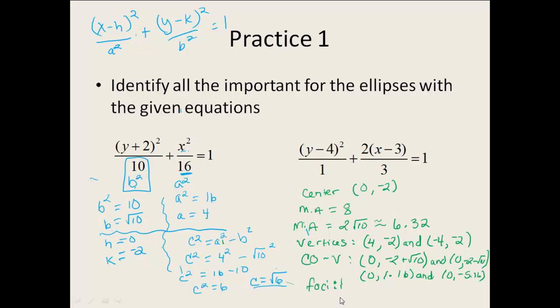My first one says I have to do h plus c. Well, h is 0, c is the square root of 6, so I would have 0 plus the square root of 6, which is just the square root of 6, and then k stays the same, it's -2. And then to get my second one, it says I have to do h minus c. Well, h is 0, c is that square root of 6, and 0 minus the square root of 6 is a negative square root of 6, and then my k value just stays. So for this ellipse, that's all of my key information that I would need.